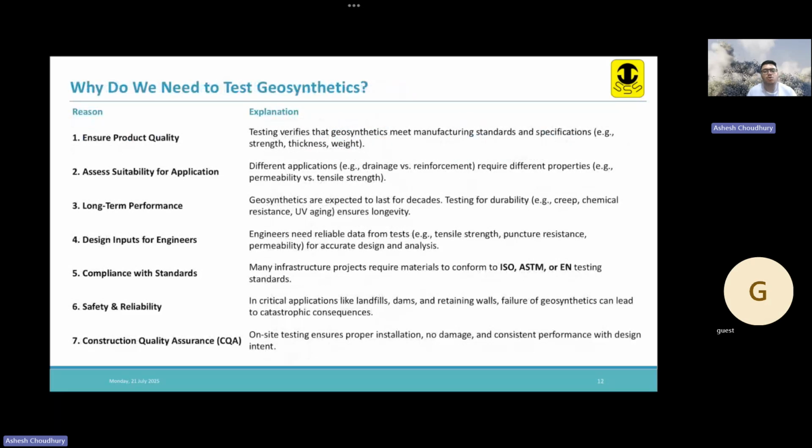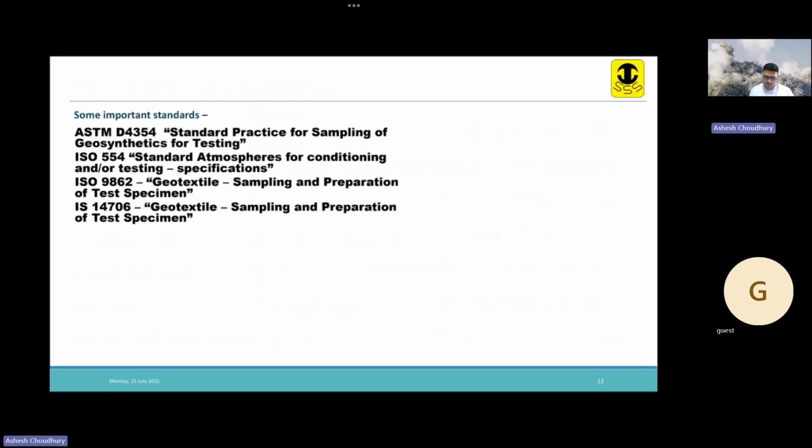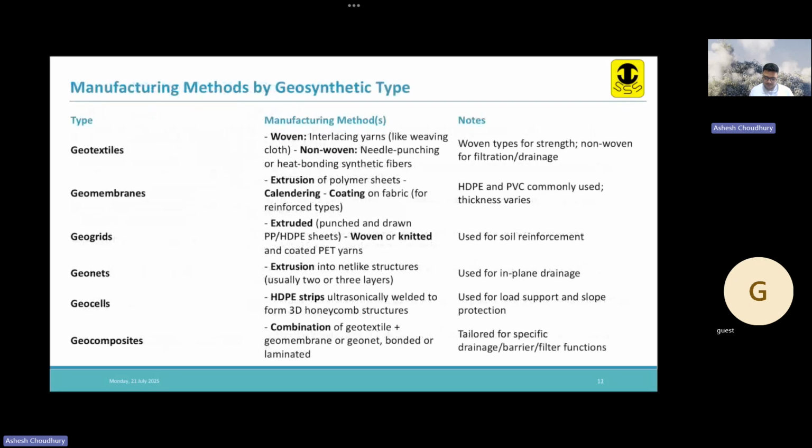So why do we actually need to test geosynthetics? What is the purpose of testing geosynthetics? We saw the different manufacturing methods. Now say you have ordered some samples from a supplier. You want to check whether these samples meet the criteria that you had asked the supplier for.